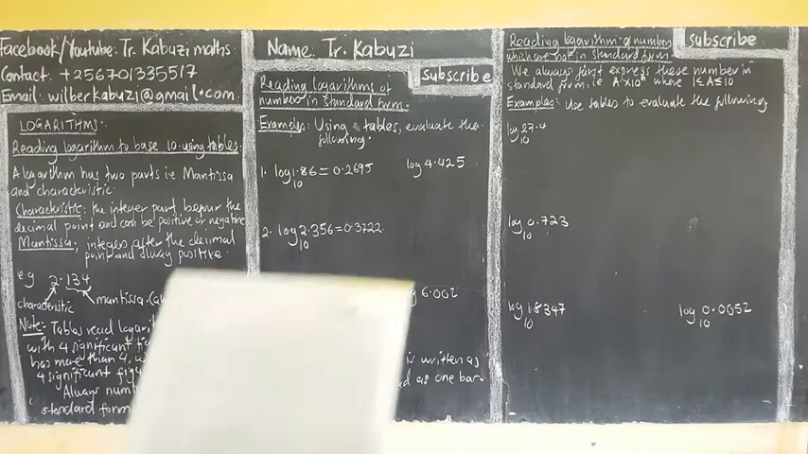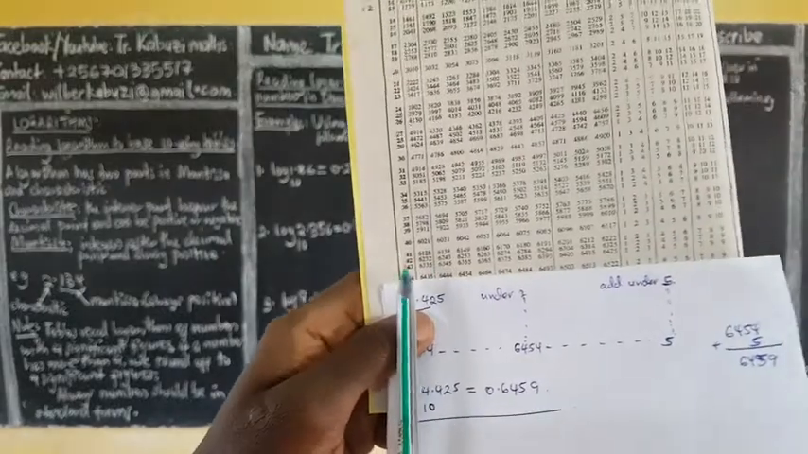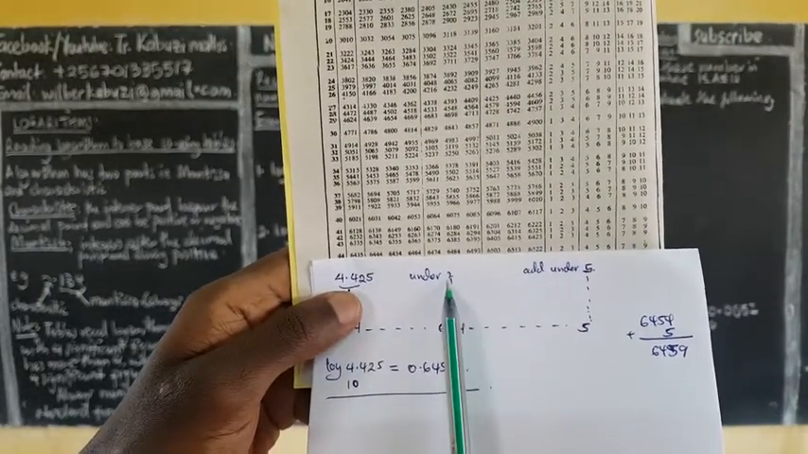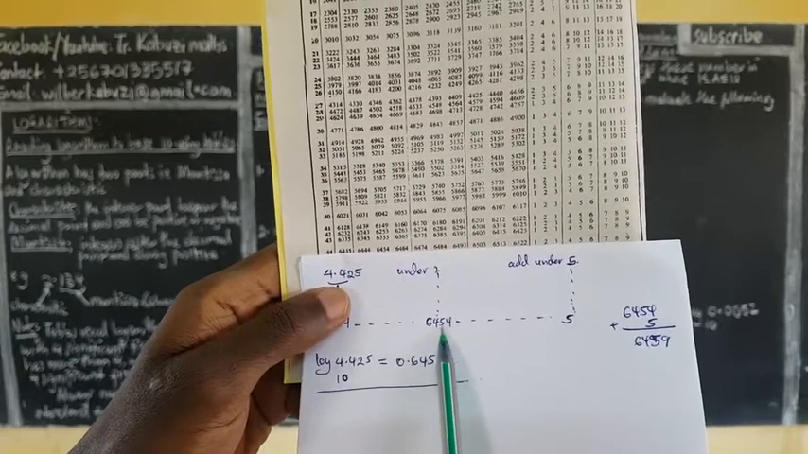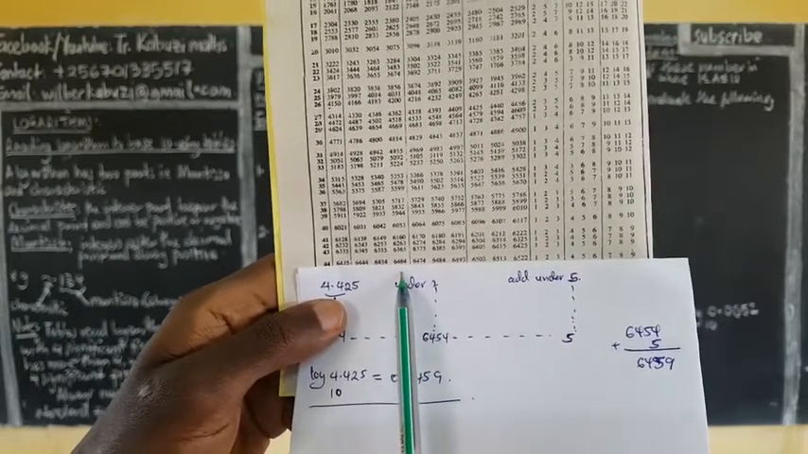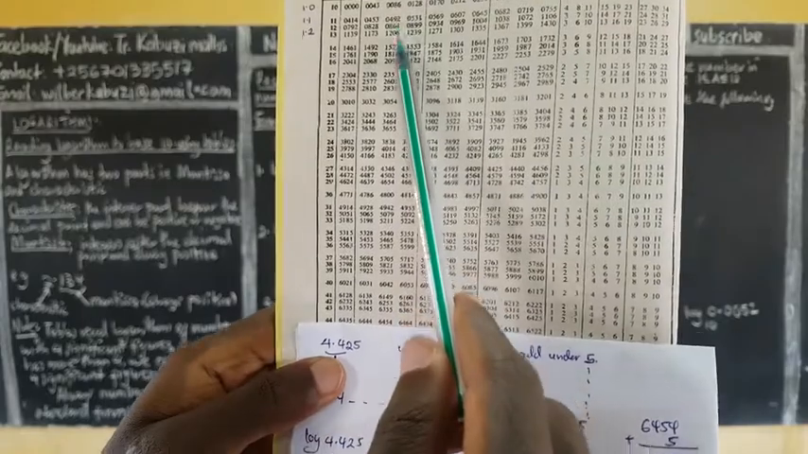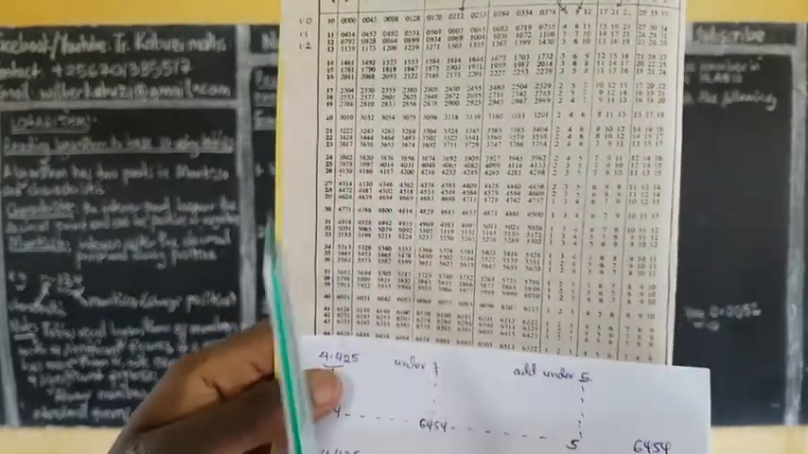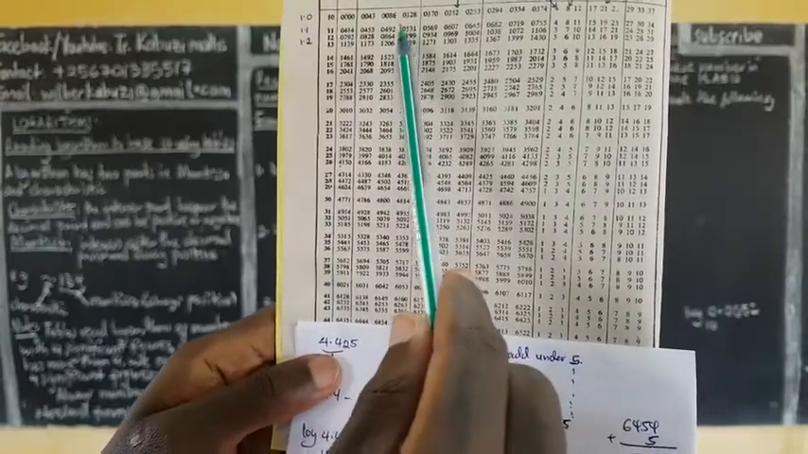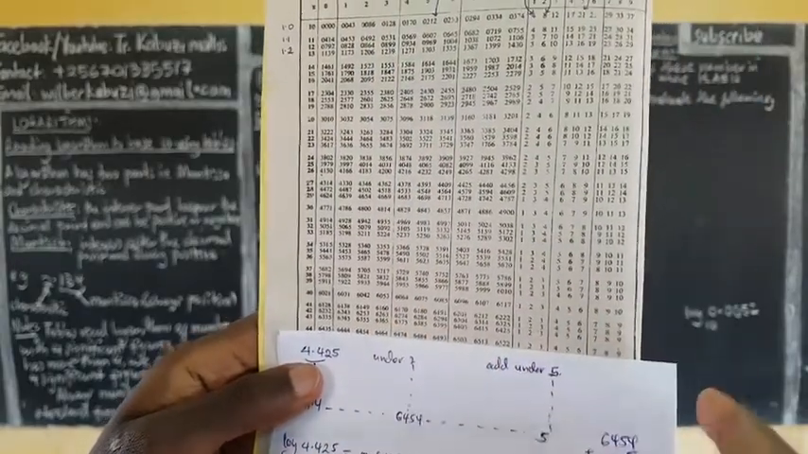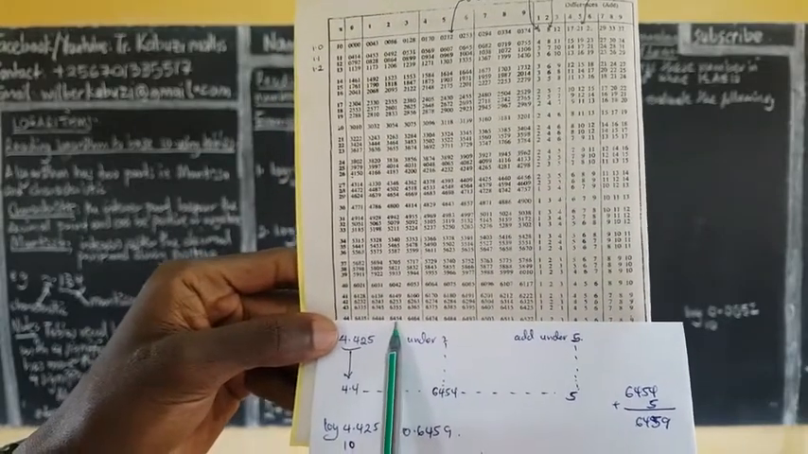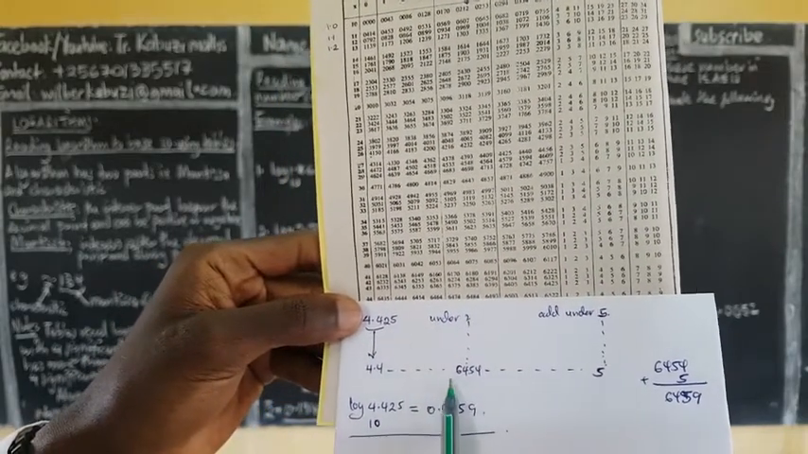You will use a ruler when you are reading. So you see that my 4.4 here, I'm now under 2. Under 2, the value there is 645, as you see. The value under 2, 4.4 under 2, so the value which is there under 2 is 6454, as you see it there.